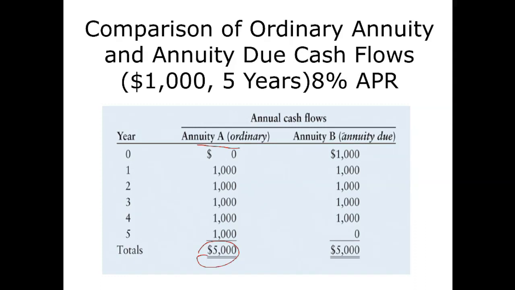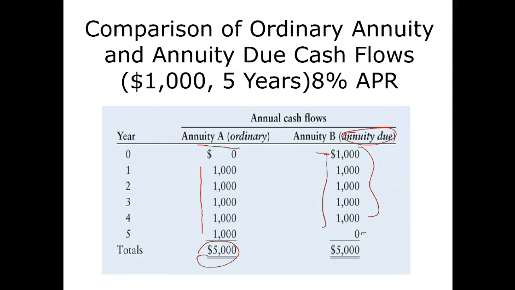Annuity B, our annuity due, we still have 5 cash flows, 5 years worth of equal cash flows, but now that first cash flow is occurring at time 0 at the very beginning, and in year 5 there's not a cash flow. So both of these are 5-year annuities of $1,000, so we could call them 5-year $1,000 annuities. One is an ordinary annuity with the cash flows occurring at the end of the period, and one is an annuity due with the cash flows occurring at the beginning of the period.